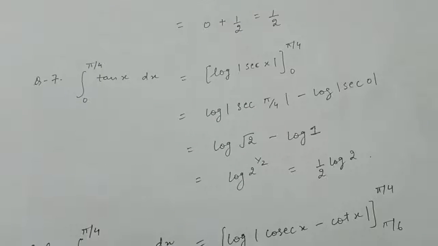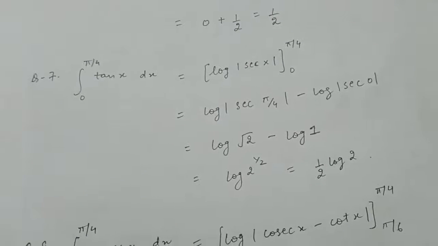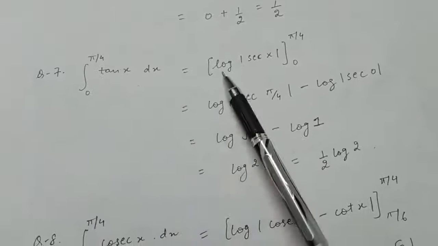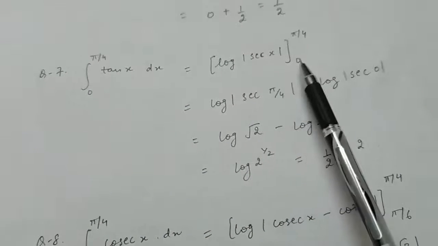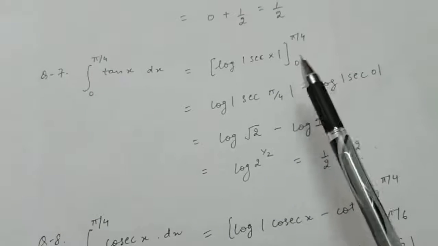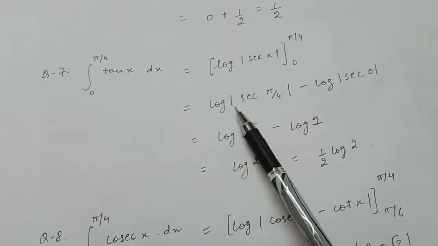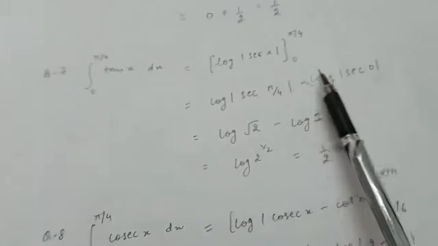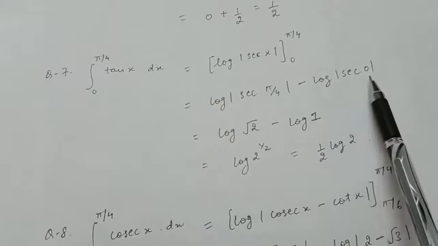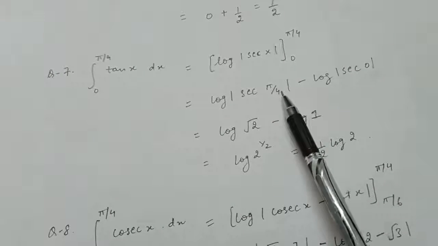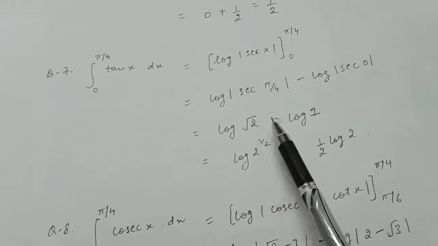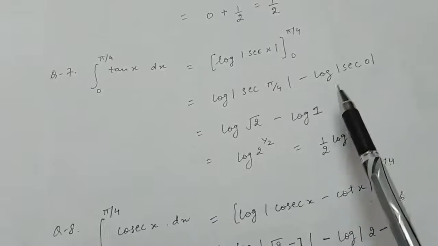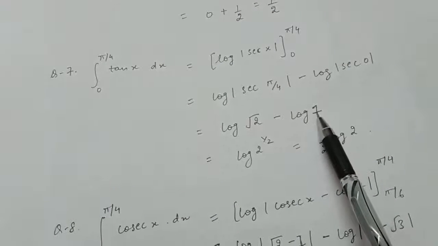Now question number 7 is the integral of tan x from 0 to pi by 4. So the integral of tan x is log mod of secant x. Limits are from 0 to pi by 4. Now put the limits: log mod of secant pi by 4 minus log mod of secant 0. Now secant pi by 4 is root 2, minus log secant 0 is 1, right?